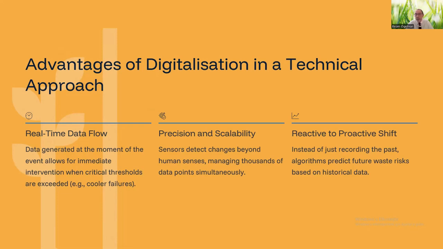The third, and perhaps most important advantage, is the transition from a reactive to a proactive structure with AI, of course. While manual systems only record past mistakes, digital systems use algorithms based on historical data to predict future waste risks. This is very important. This provides the business with a strategic structure that eliminates risk beforehand, rather than constantly being in a firefighting position.